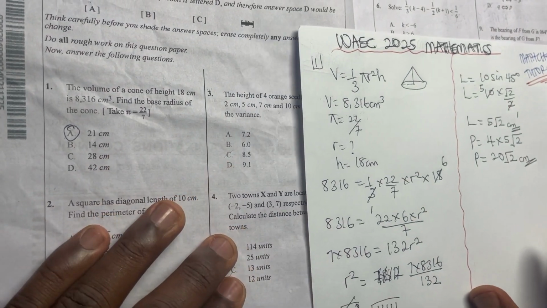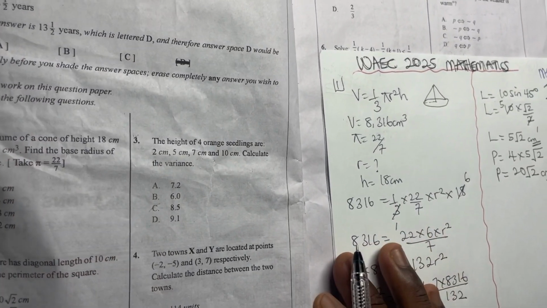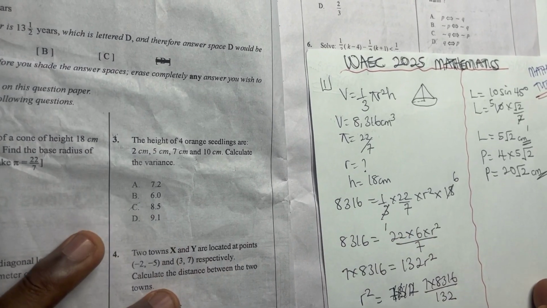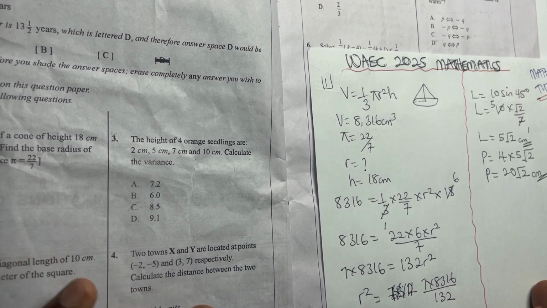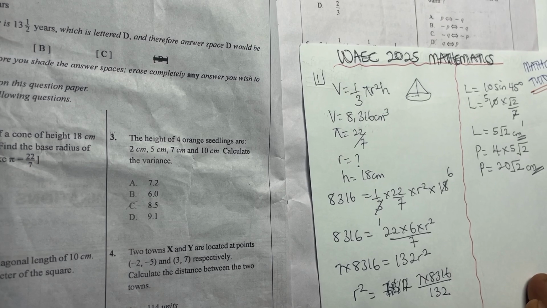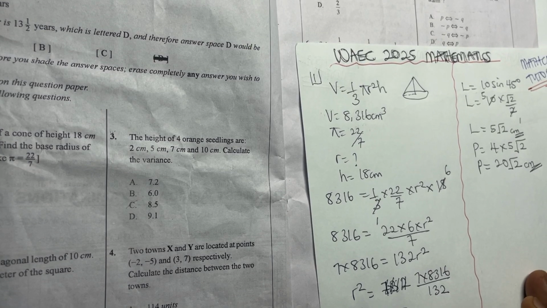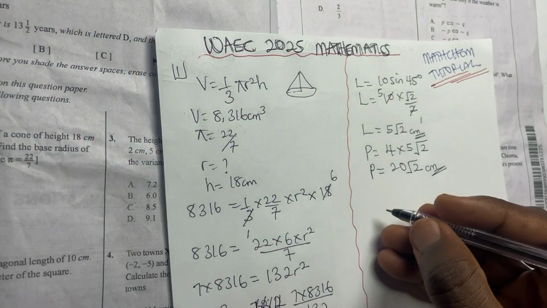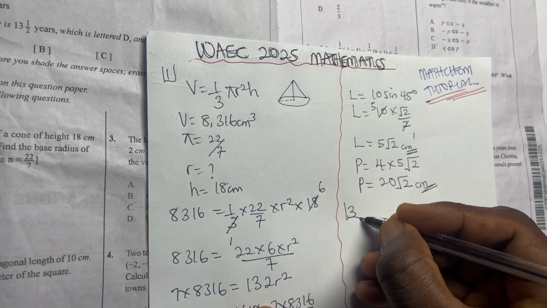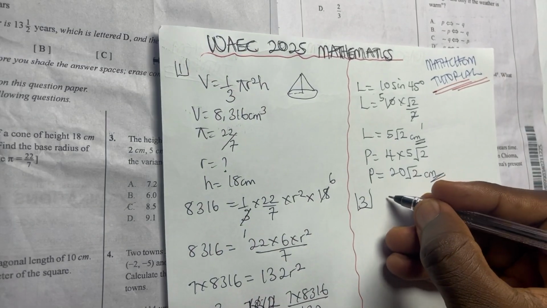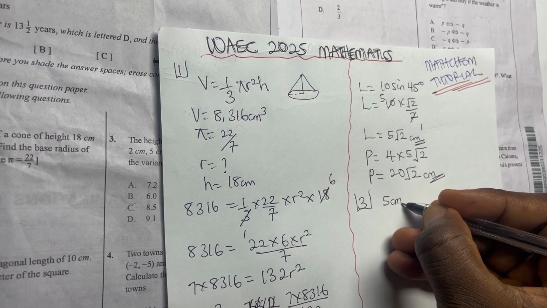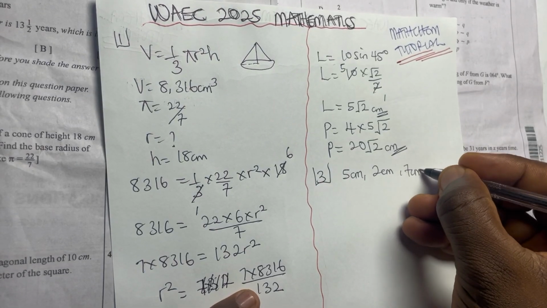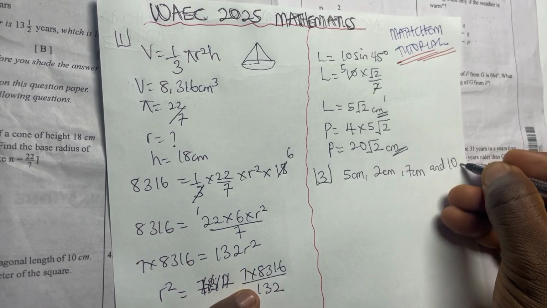Now let's move to question number 3. Question number 3 says that the heights of 4 orange seedlings are 2 centimeter, 5 centimeter, 7, 10. Calculate the variance. Okay, so for question 3, the heights are 5 centimeter, 2 centimeter, 7 centimeter, and 10 centimeter.